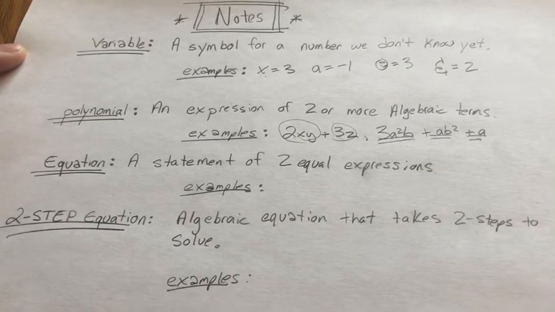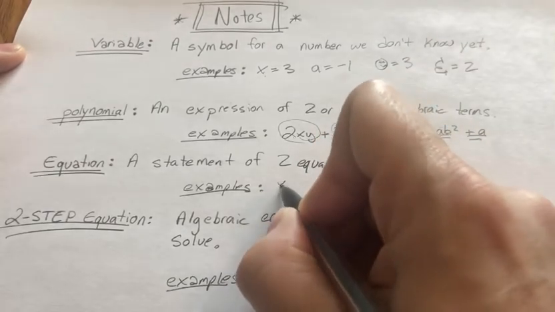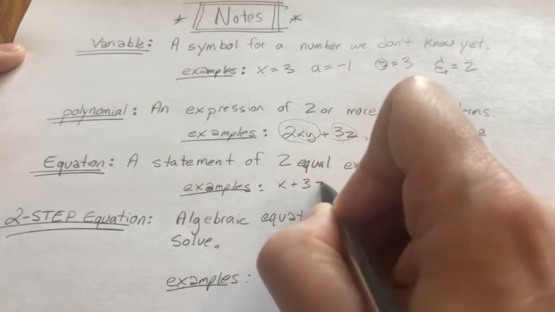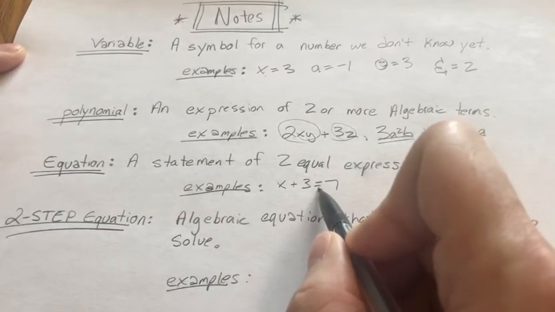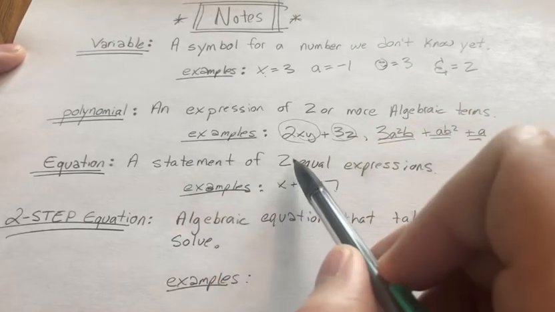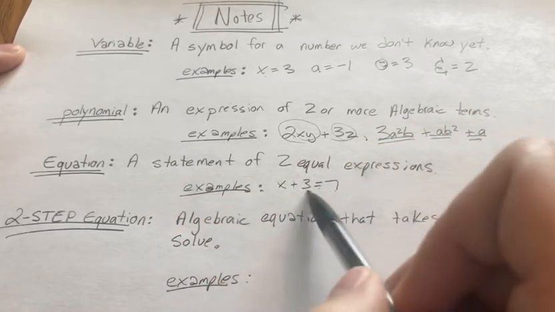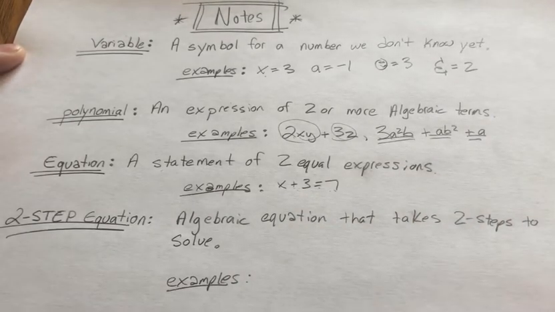You've been solving equations since you were a kindergartner. For example, x plus 3 equals 7 is an equation. It has an equal sign. Both sides are equal. A statement of two equal expressions. This expression is equal to this expression.